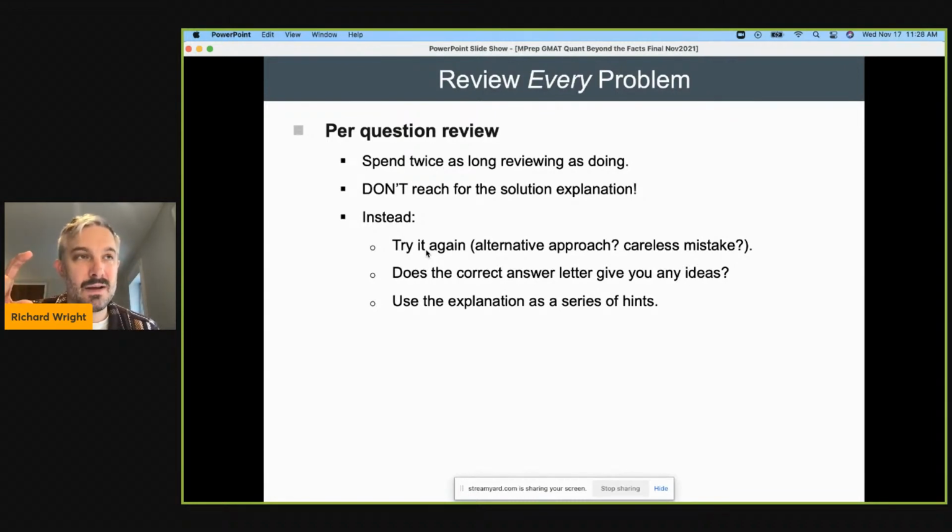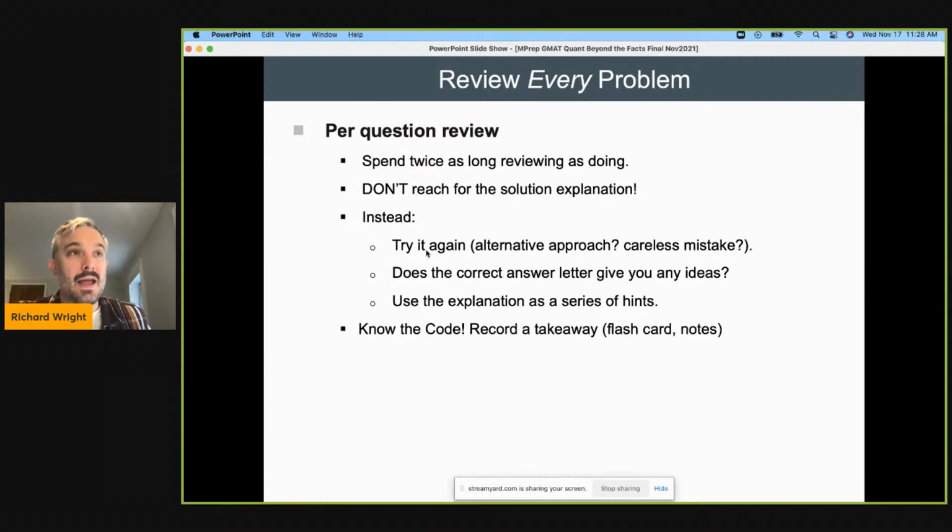Take out the time limit. Then let's figure out what the right answer is. Can I at least justify why? And at every step, you're making it a little bit easier rather than just jumping directly to the explanation. And you always want to record some sort of takeaway.